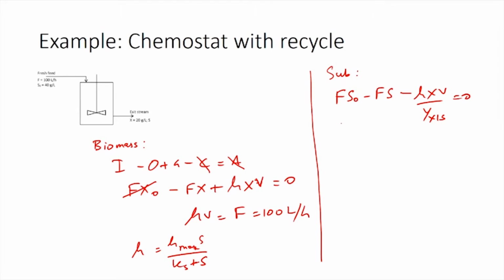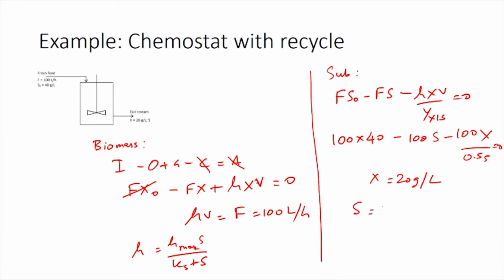So, substituting the values for F S naught and mu V and also for x and Y x s, we can calculate the value for S. Let us do that. So, F is 100 times S naught, which is 40, minus 100 times S minus mu times V is calculated as 100, which is F, and this times x divided by Y x s which is 0.55 equals 0. We know that the desired x is 20 grams per liter. Substituting it here to the equation, we can calculate S as 3.64 grams per liter.